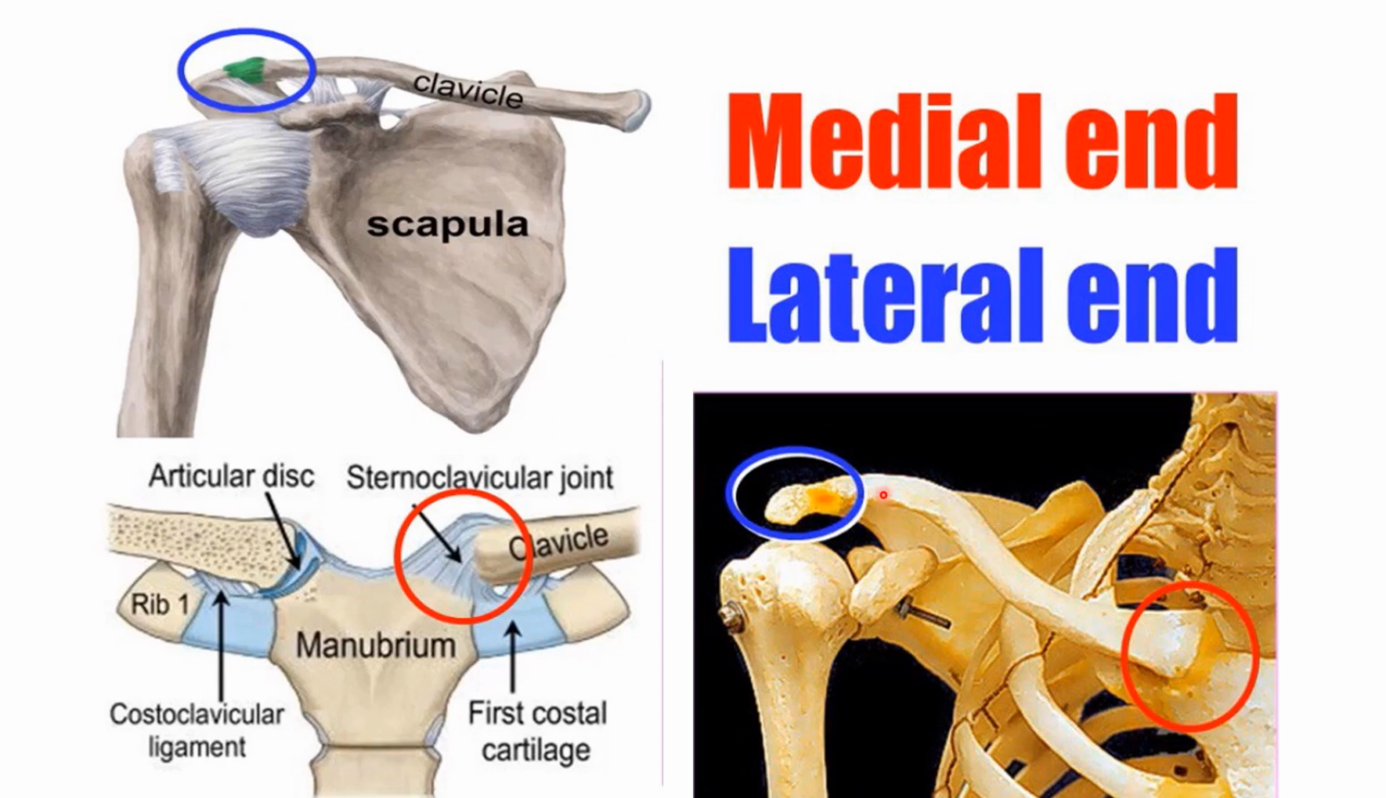Again, this is the clavicle. The clavicle has two ends. This is the medial end or the sternal end, and this is the lateral end. The medial end is larger than the lateral end. The medial end is called the sternal end because it articulates with the manubrium of the sternum to form the sternoclavicular joint, which is a saddle synovial joint. The lateral part, which is flat, is the acromial end. It articulates with the acromion of the scapula to form the acromioclavicular joint, which is a plain synovial joint.